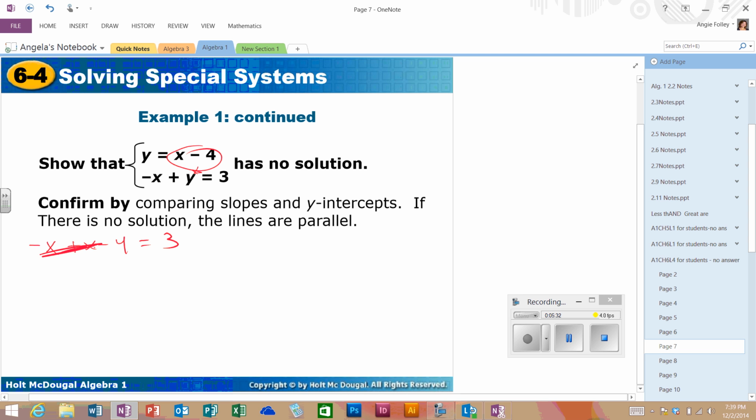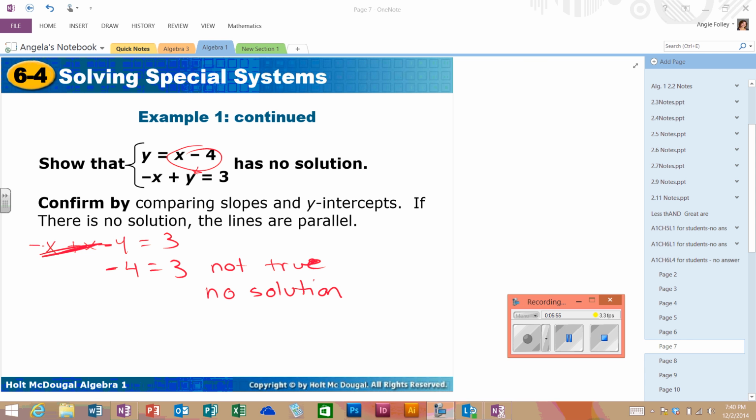That goes away because negative x and positive x. So I just have negative 4 equals 3. This is not a true statement. So if it's not true, what do we call that again? That is no solution. Okay, so that is not true. So therefore it is no solution. So that just showed that since I got something that is not true, they are parallel. Okay, so we showed that.